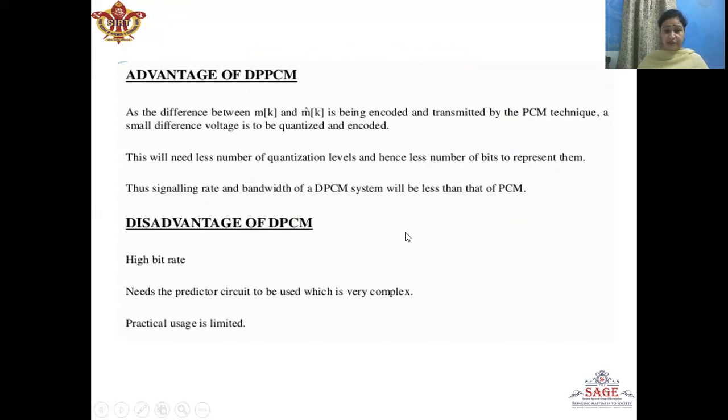Now, disadvantage of DPCM. It has a high bit rate. It needs the predictor circuit to be used, which will add to the cost of the circuit, and the practical usage is limited because the predictor circuit should generate very accurate results.